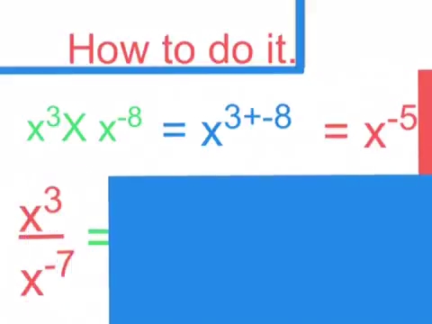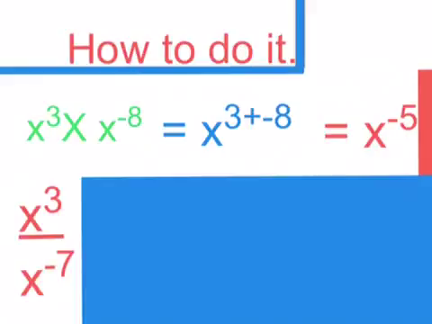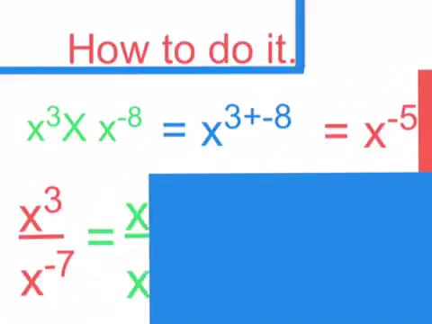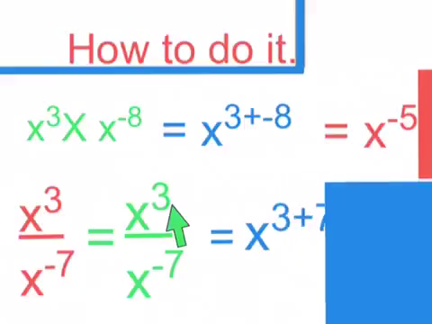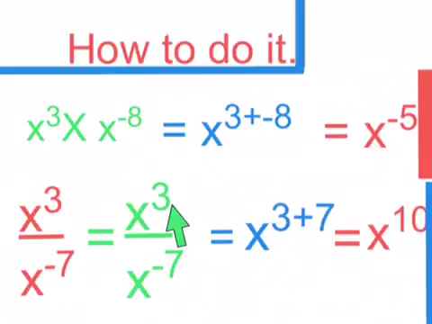Let's look at the next example. x to the power of 3 over x to the power of negative 7. What we want to do now is bring the x to the power of negative 7 up to the numerator. When we do this, the negative 7 turns into a positive 7. So then we can do x to the power of 3 plus 7, because when we bring it up, we multiply with the numerator, and it should equal x to the power of 10.